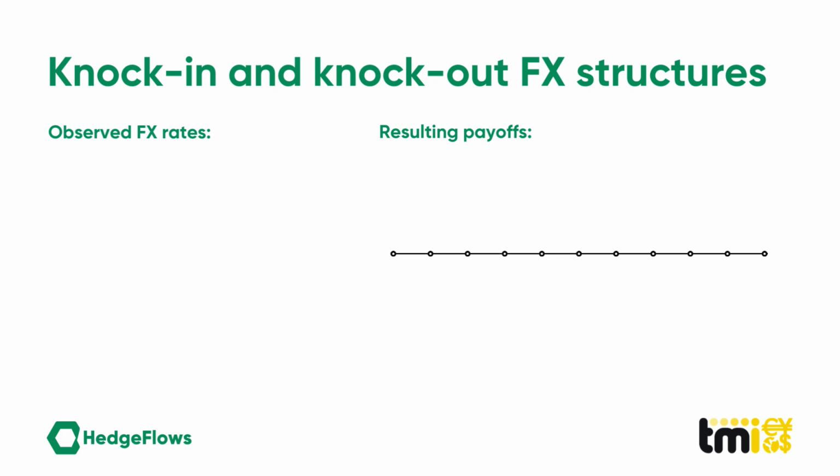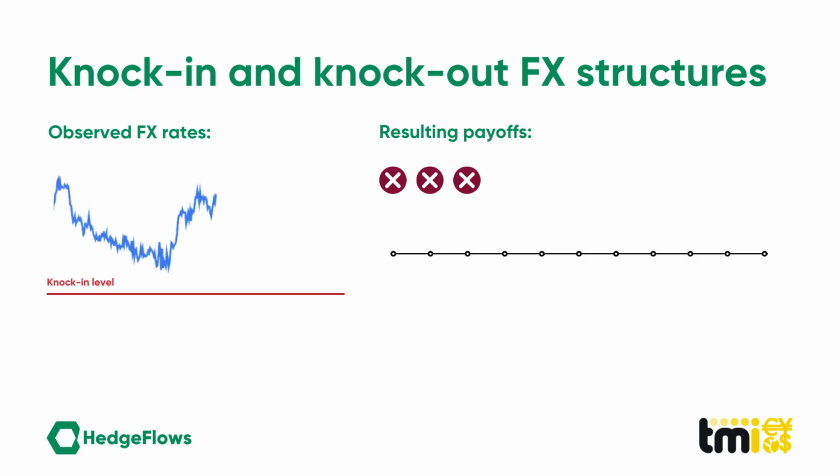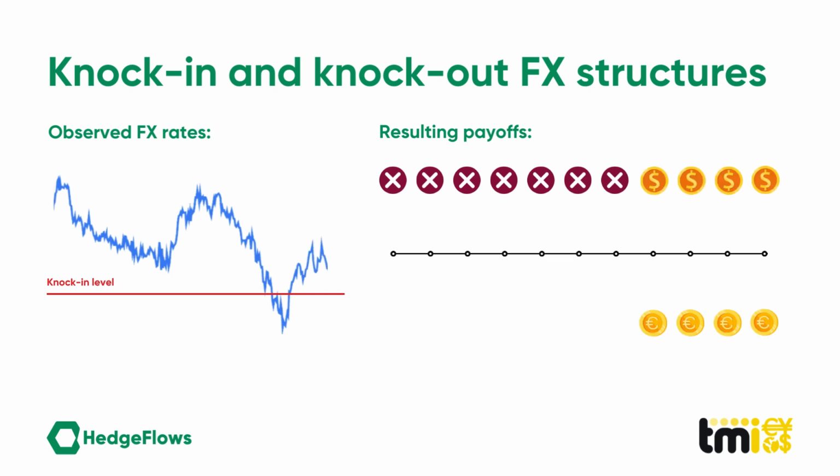Knock-in forward contracts have features that become active only if the exchange rate hits a pre-specified level, the knock-in level. If the currency never reaches this level, the feature or the entire contract is not activated. This type is often used when an investor believes that a currency will only need to be hedged if it reaches a certain level of volatility or weakness.